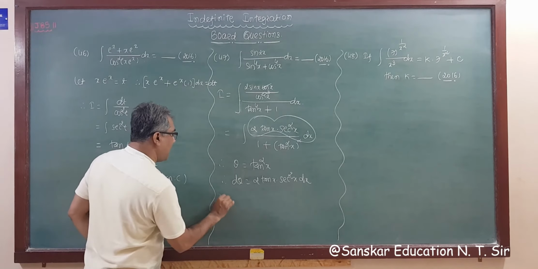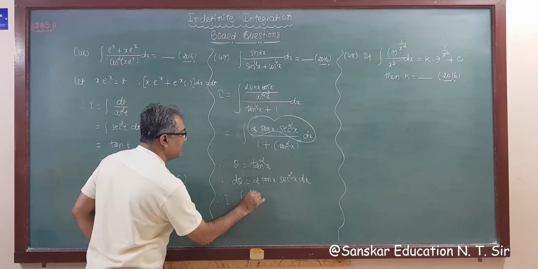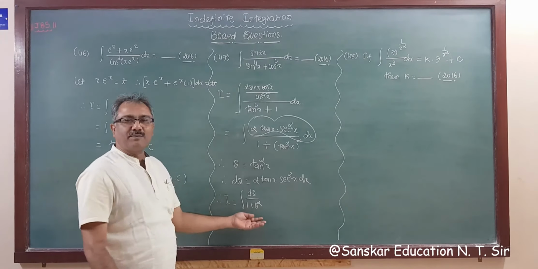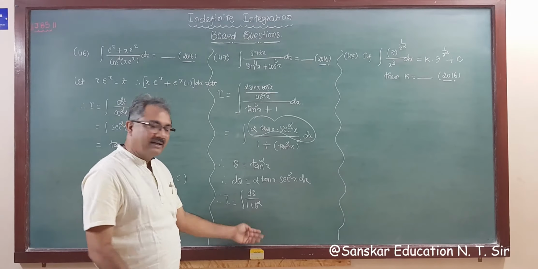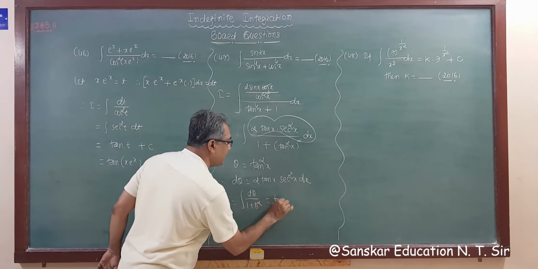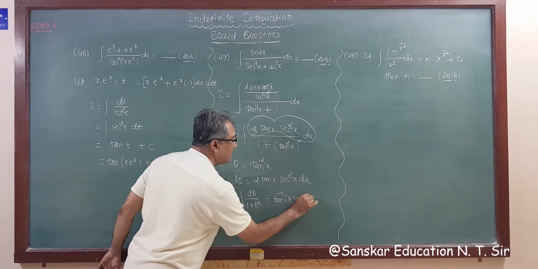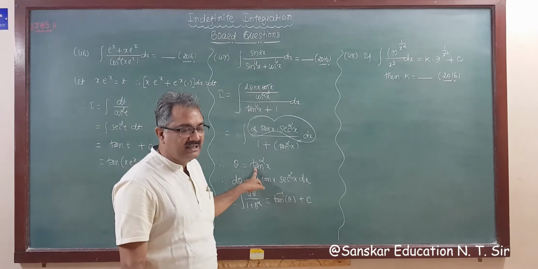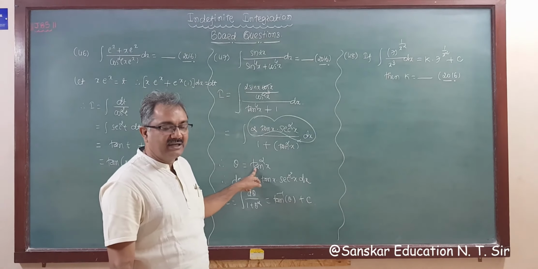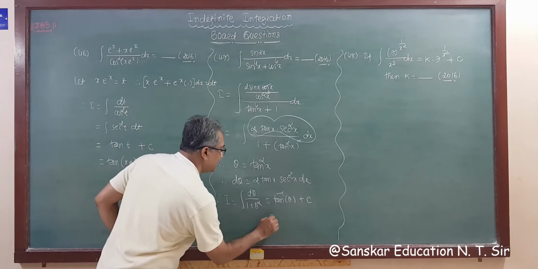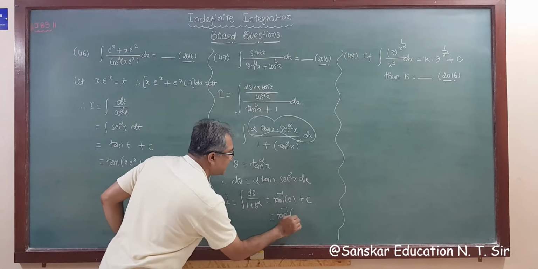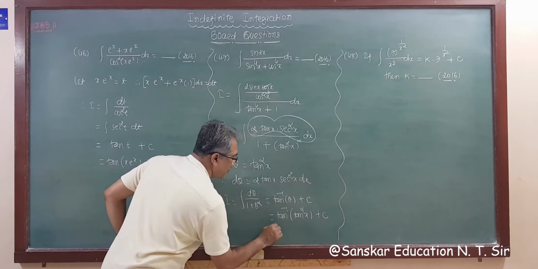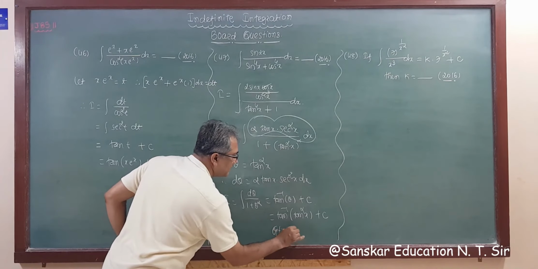So what is your I? I is equal to integration d theta upon 1 plus theta square. So this is the formula for tan inverse. Now आपको पता ही है. So this is tan inverse theta. And what is theta? Theta is tan square x. So proper answer for this is given in option number C. That is tan inverse of tan square x plus C. So option C is your correct answer.